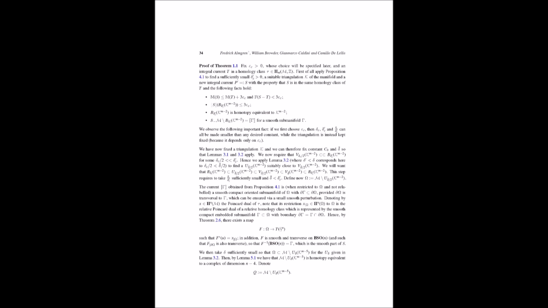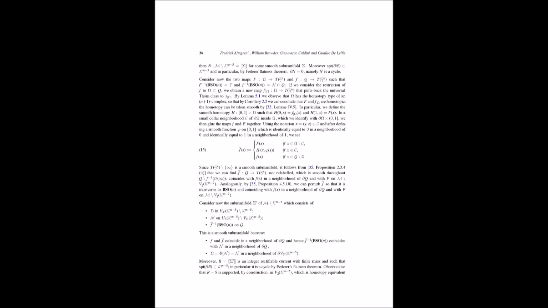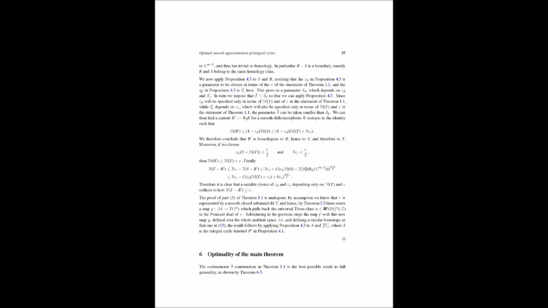It is. And finally, they use a delicate geometric measure theory argument to show that this new integral cycle can be further deformed to a smooth submanifold that's incredibly close to the original integral cycle in both mass and flat norm. That's quite a journey. They start with a rough polyhedral approximation, use some fancy topology to push the singularities into a smaller space, and then finish with the geometric smoothing step.